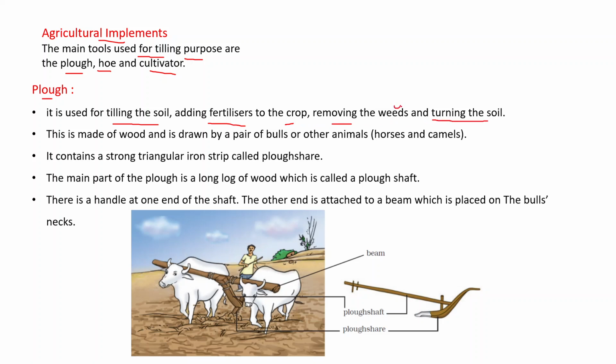What is the meaning of weeds? We will discuss later on. This is made of wood and is drawn by a pair of bulls or other animals. It may be horses or chemicals. You can say in this diagram.